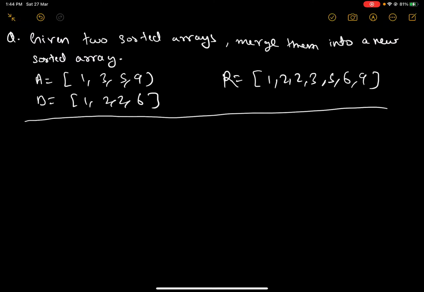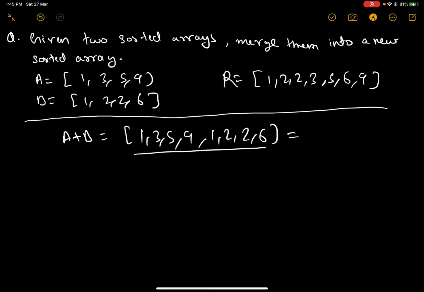For those who were not able to solve this, and for those who are new at DSA and seeing this problem for the first time, you might get the idea that to produce this end result R, we can take the concatenation of a plus b, that is 1 3 5 9 and 1 2 2 6, and sort this array to get the end result R. That is a correct approach, but it's not the most optimal approach. The time complexity will depend on the sorting technique that you use.